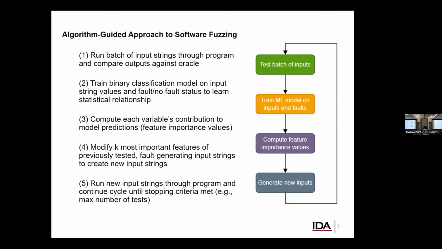And then we compute each variable's contribution to the model's predictions of fault versus no fault. And that's referred to as the feature importance values of the inputs. We modify the most important features of the inputs to search for inputs that are similar to those fault triggering inputs, which can be thought of as being close to the fault triggering inputs in the input space. And then we run new input strings through the program and continue the cycle, adding to our training data set as we go and hopefully generating more and more fault triggering inputs.